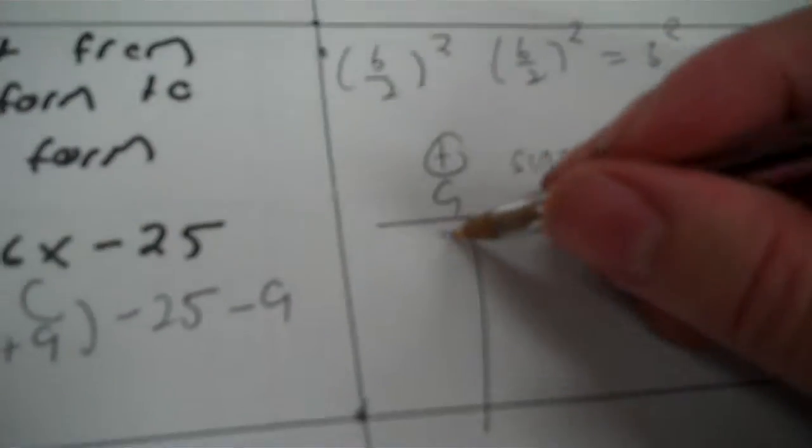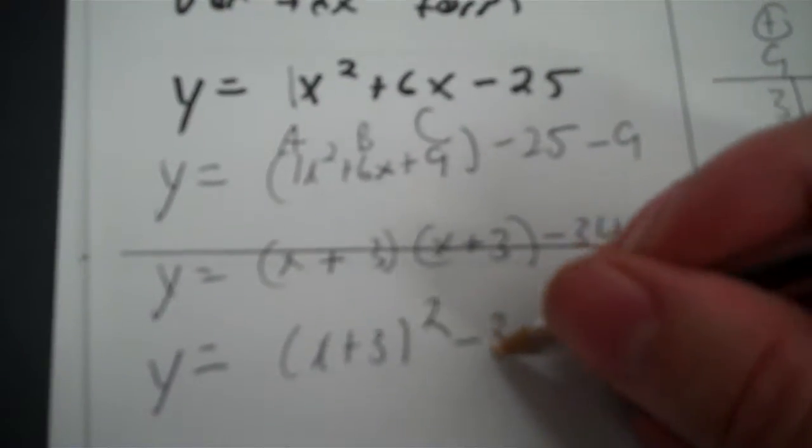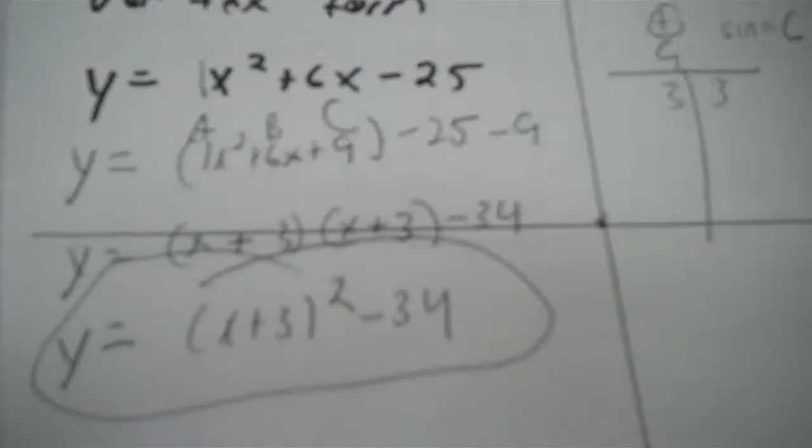So A, B, C. So 1 times 9 is positive 9, sum of 6. You have to factor that trinomial. It's got to be 3 times 3. So XX, 3, 3. We have plus 6, so we're going to have plus 3, and a sum would mean that they're both going to be plus. And then that's going to be negative 34 out there. So x plus 3 to the second minus 34, and that's my answer. Okay.